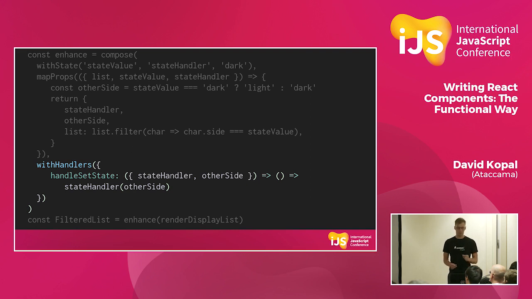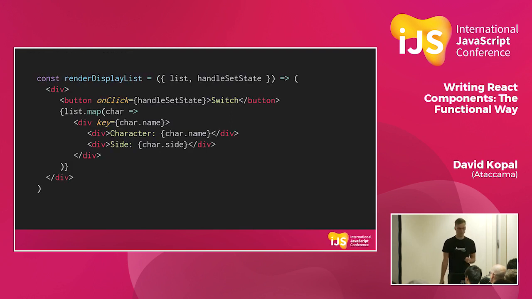It takes, in our case, the state handler and the other side from the prop, and we get back the handler, and then inject it into the props and send it down to our presentational component. So it goes down to render display list. We take the handle set state and set it as a click handler. With handlers, the higher order component makes sure that the identity of our handler is preserved. So now this handler is not recreated each time the render display list re-renders. It's recreated only when the props change.